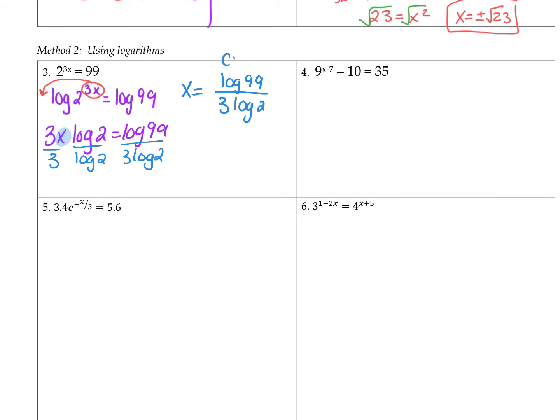And now this is my calc ready answer. So anytime you see that notation where it says calculator ready answer, this is what it would be. So then to get my rounded answer, I'm going to type that into my calculator. Make sure you either use your fraction key, or if you're doing top divided by bottom, you put parentheses around your bottom. So I'm going to do log 99 divided by 3 times log of 2. And I'm going to get about 2.2097. So I'm going to round that to 2.210.